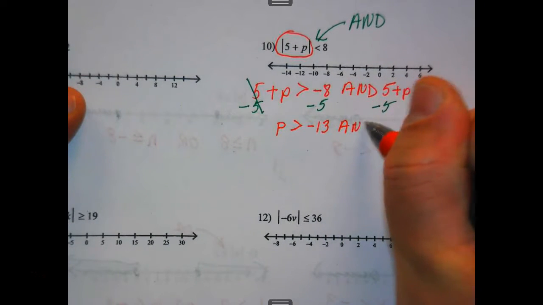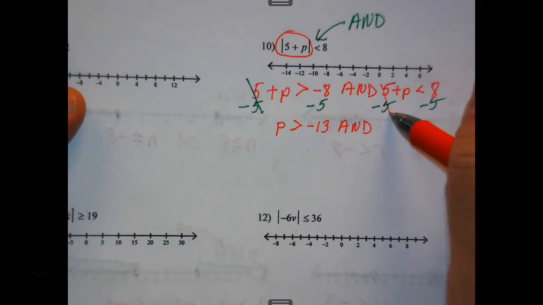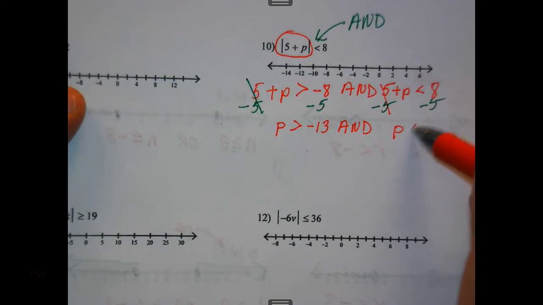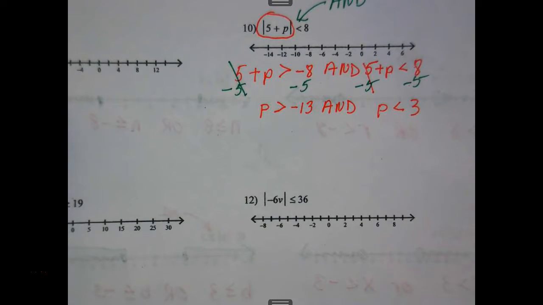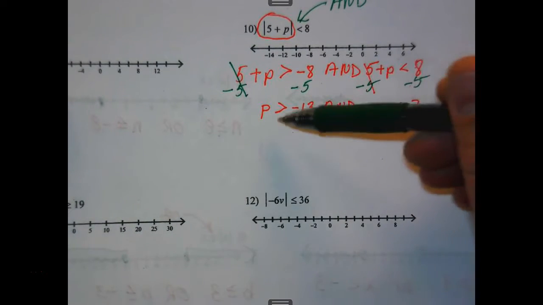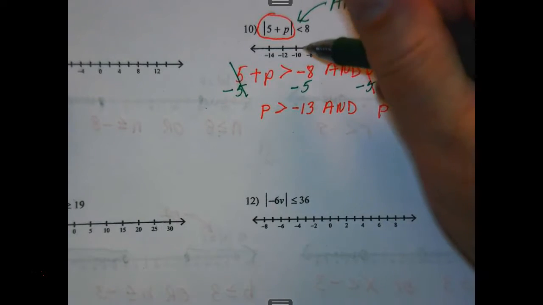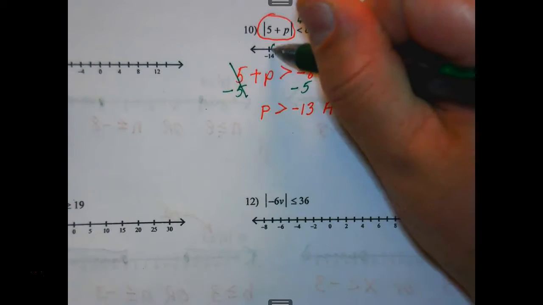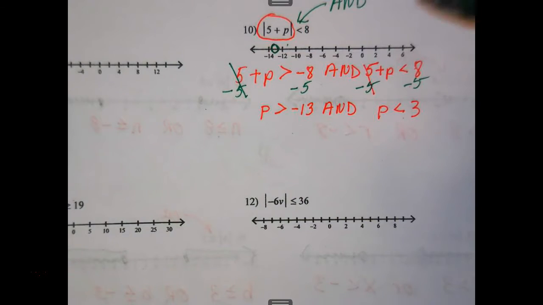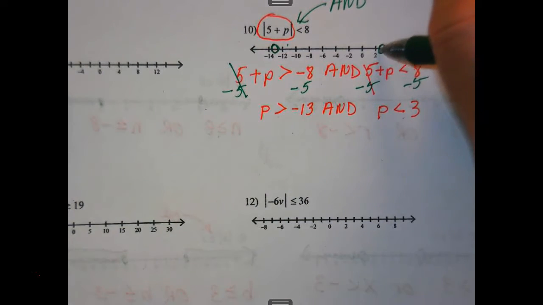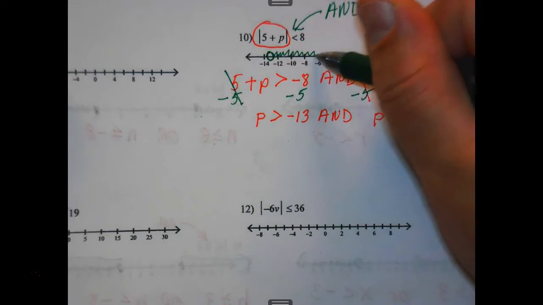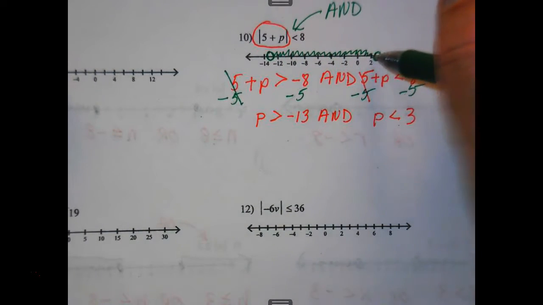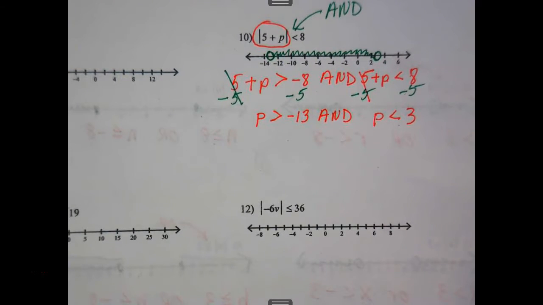And these add up to 0. I get my P is less than 8 minus 5 is 3. These are both open circles because there's no equal sign. Add -13 and 3. And graphs are in between the numbers. So there's my graph.